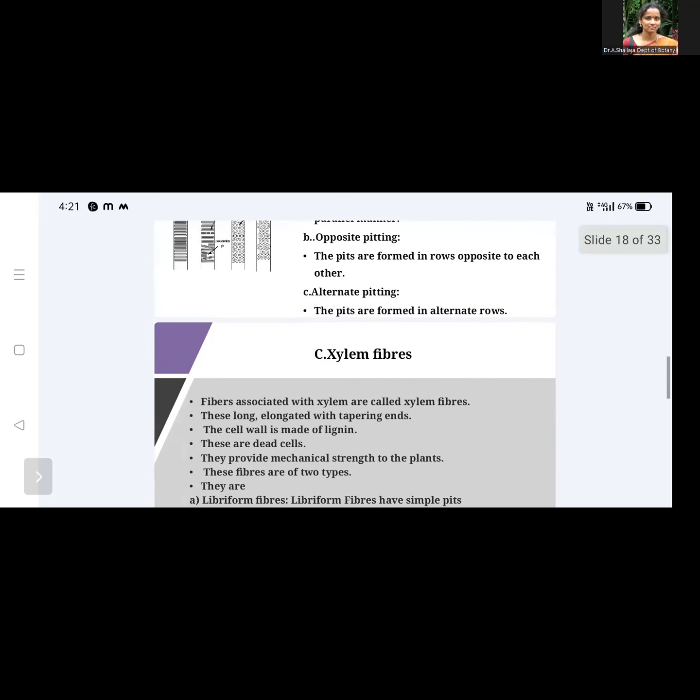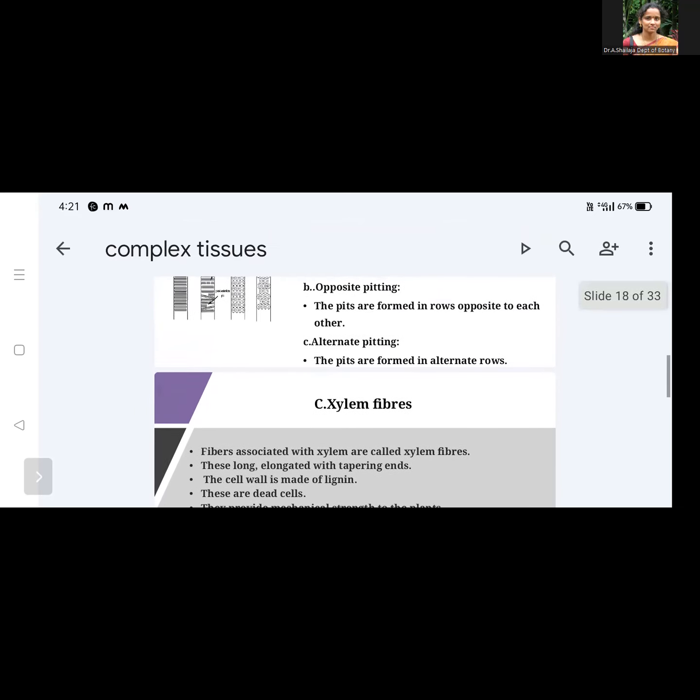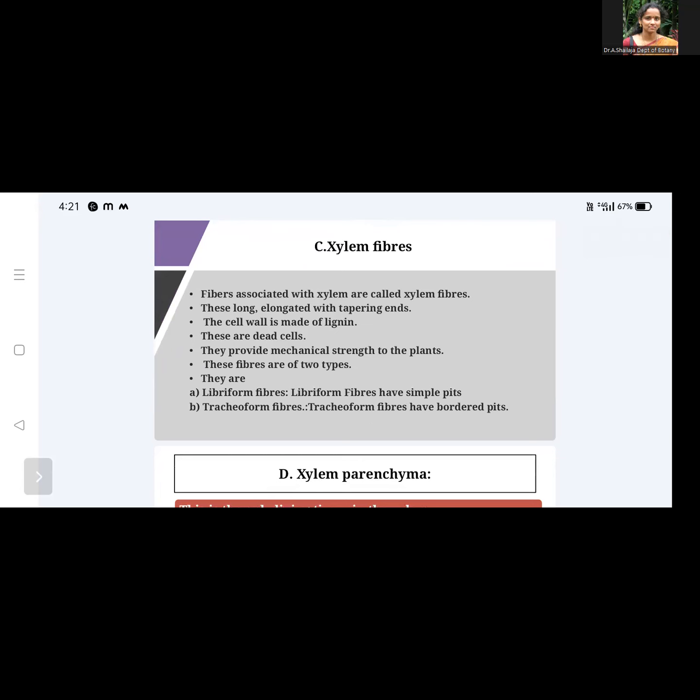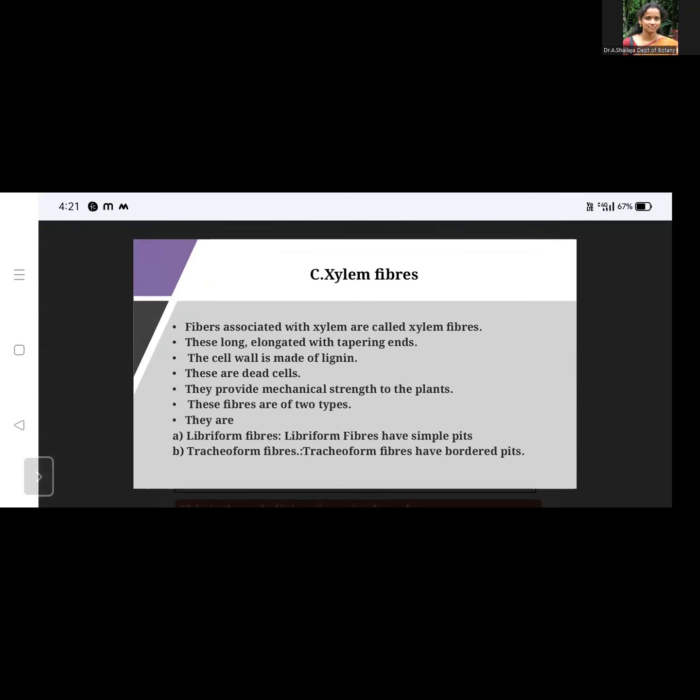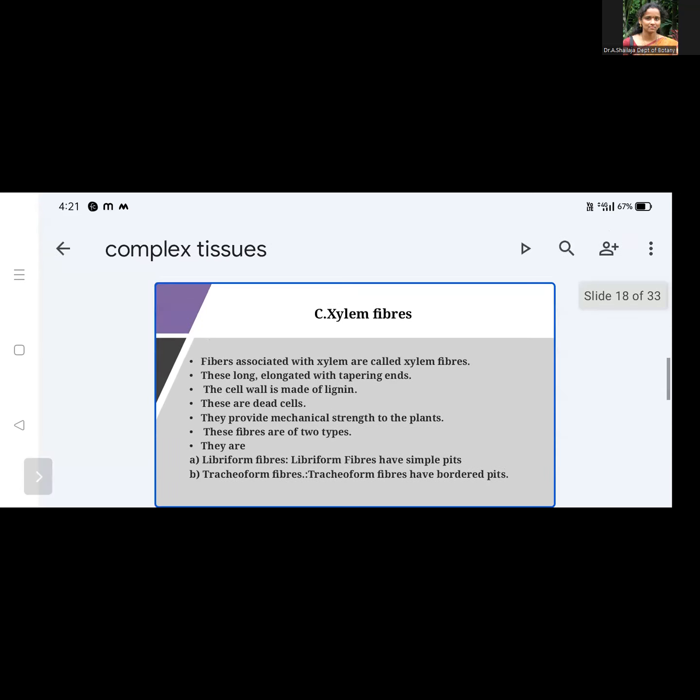Next one, we are coming to the xylem fibers. Third one is the xylem fibers. So tracheids, vessels, and after that third one is the xylem fibers. Fibers associated with the xylem are called xylem fibers. These are long, elongated with tapering ends. The cell wall is made up of lignin.